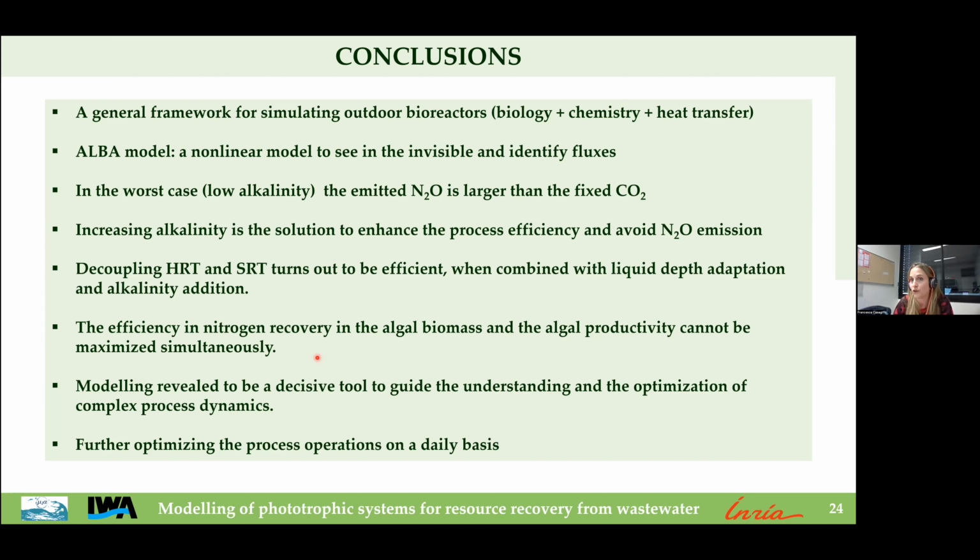I want to stress the fact that, again, modeling is a very important tool to guide us in understanding the very complex nonlinear dynamics of this kind of ecosystem. And in the future, we want to focus on optimizing the process operation also on a daily basis, so varying the operational parameters during the day to optimize the process. And thank you very much for your attention.